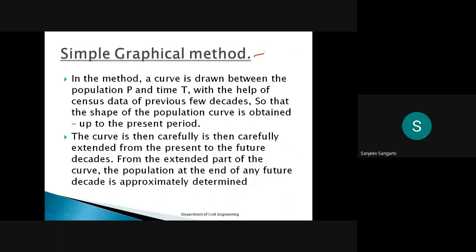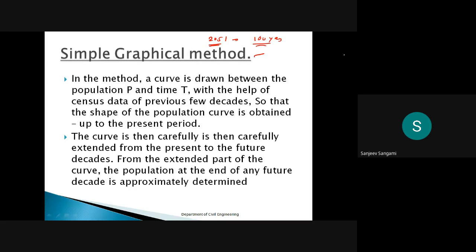So then we have one more method called the simple graphical method. What will happen in this simple graphical method? We'll take the data from the previous years, like what the growth was in the previous decades, when we are targeting the population for 2050 or 51. If my target is 2051, then I have to see what the trend was for the previous 100 years. Then I have to plot that.